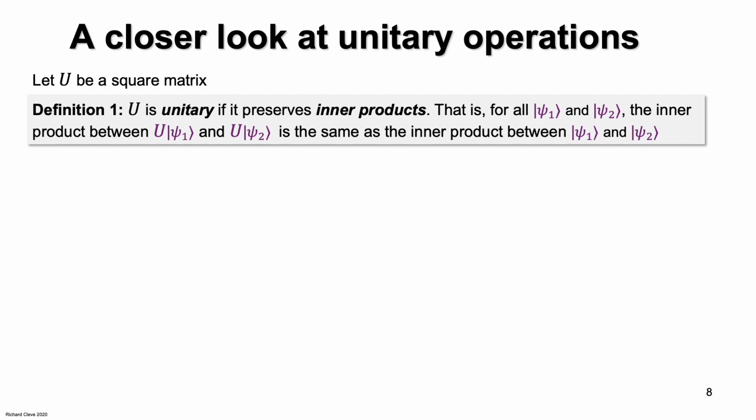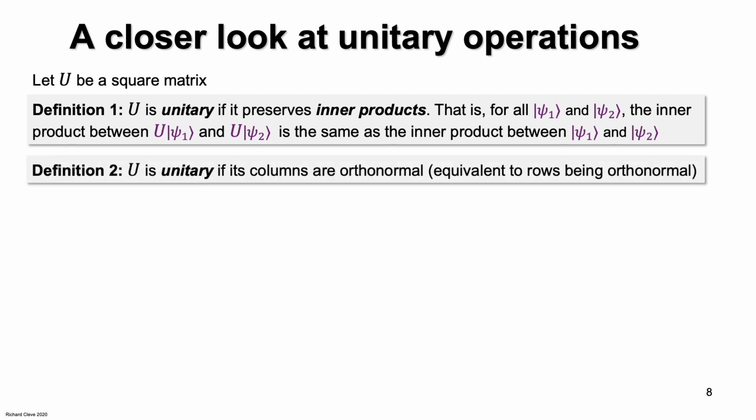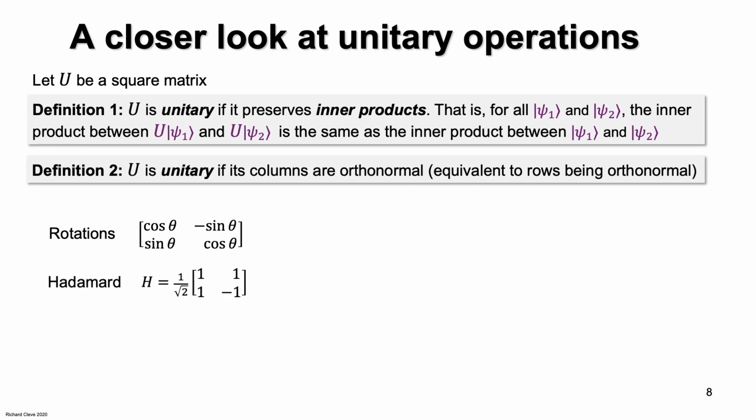The second definition makes it easy to recognize unitary matrices. It's that the columns of U are an orthonormal basis, which incidentally holds if and only if the rows of U are an orthonormal basis. Let's look at a few examples of unitaries. As mentioned, all rotation matrices are unitary. It's clear that the columns are orthonormal. Also, the Hadamard matrix, whose entries are 1 over root 2, 1 over root 2, 1 over root 2, and minus 1 over root 2, is unitary, though it's not a rotation, it's a reflection.